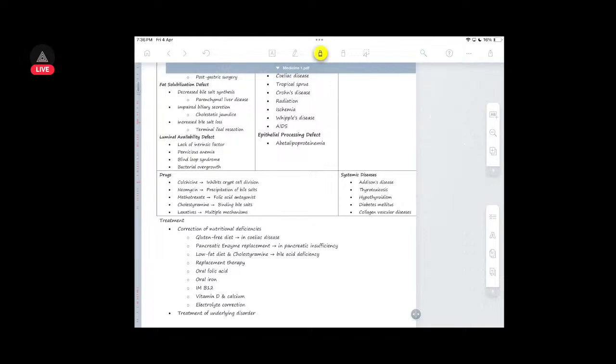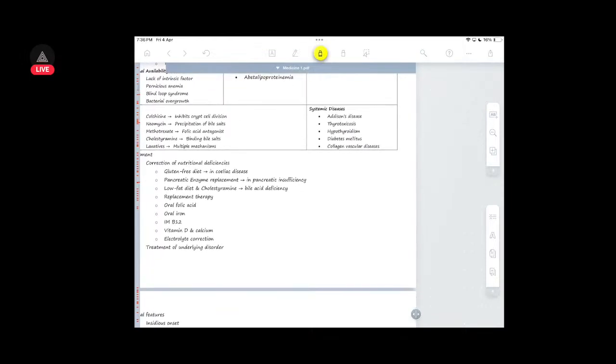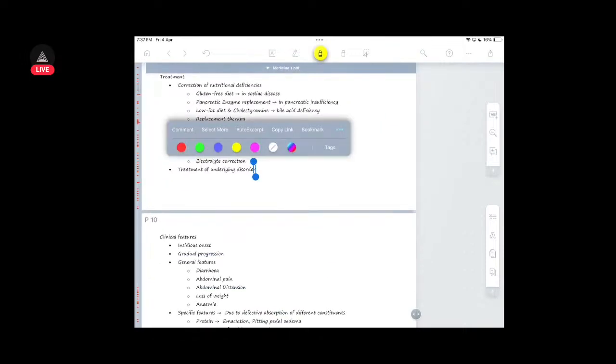It can also be due to drugs. Colchicine inhibits crypt cell division. Neomycin leads to precipitation of the bile salt. Methotrexate is a folic acid antagonist, and cholestyramine binds to the bile salt. And laxatives, you have multiple mechanisms. And systemic diseases, it can be due to Addison's disease, thyrotoxicosis, hypothyroidism, diabetes mellitus, collagen vascular diseases.